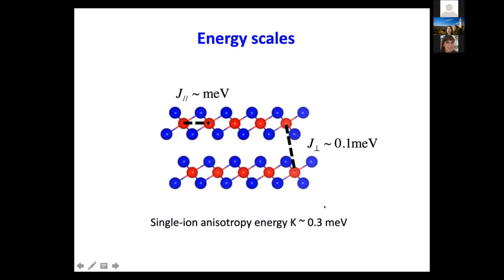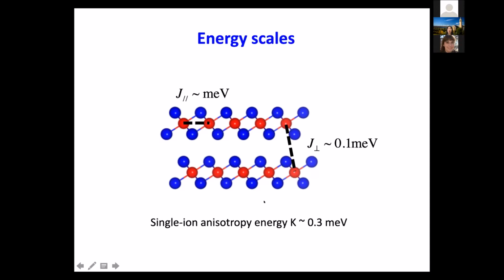And the other energy scale is the anisotropy energy. We saw that you need to apply a few Tesla to reorient the spin from out of plane to in plane. And that gives us anisotropy energy on the order of a few tenths of meV. And then the smallest energy scale in the problem is the interlayer exchange interaction. And we saw that you need to apply on the order of 0.5 Tesla to flip the spin. So this is on the order of 0.1-ish meV.